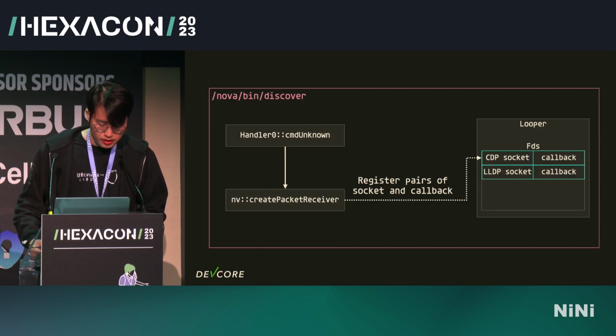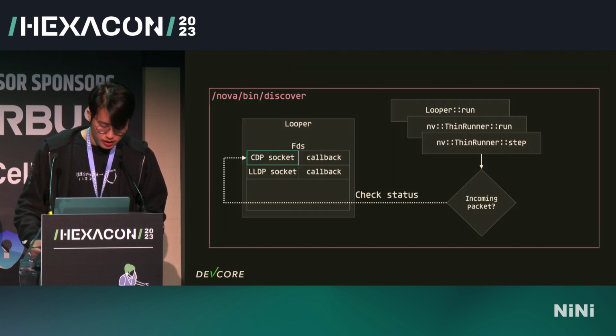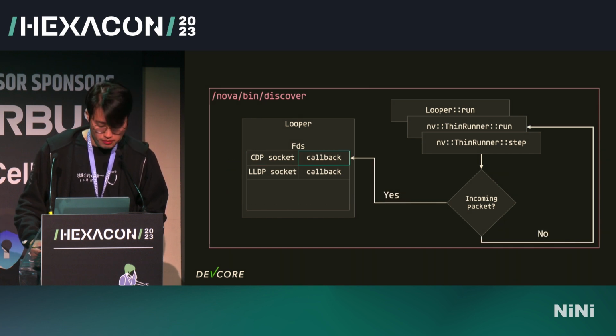They are implemented in the discover binary code. The looper registers two callback functions. The looper then keeps looking and checks the status of sockets. If there are incoming packets, the looper calls the callback function.